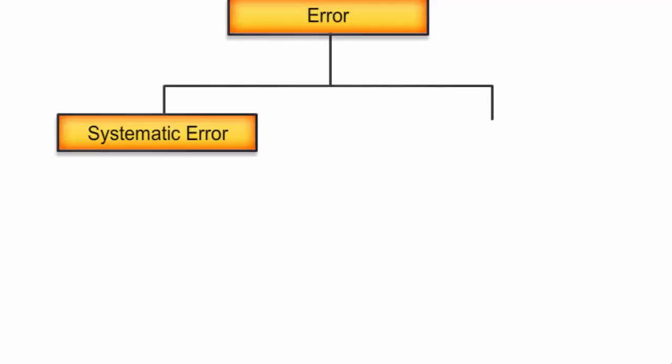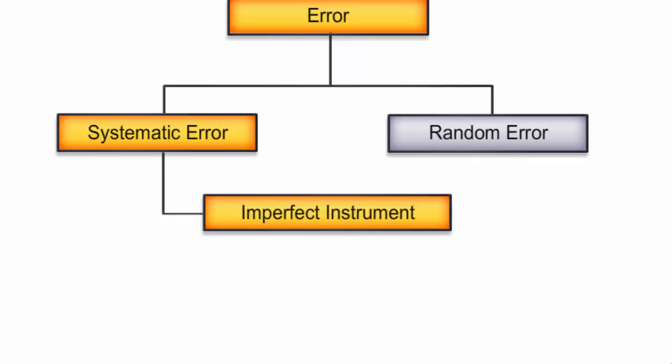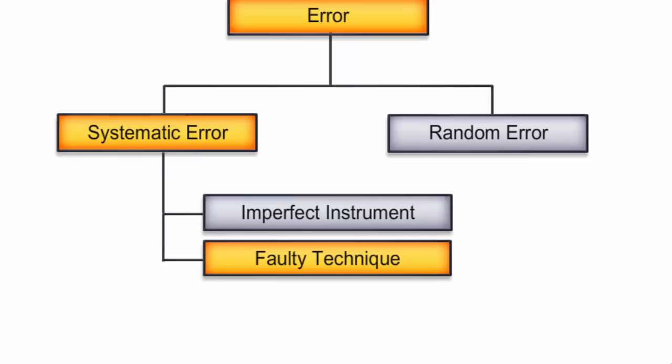Errors are classified as systematic errors and random errors. A systematic error is a unidirectional error. That is, it is either positive or negative. A systematic error can occur due to an imperfect instrument, a faulty measurement technique, or incorrect process of measurement.